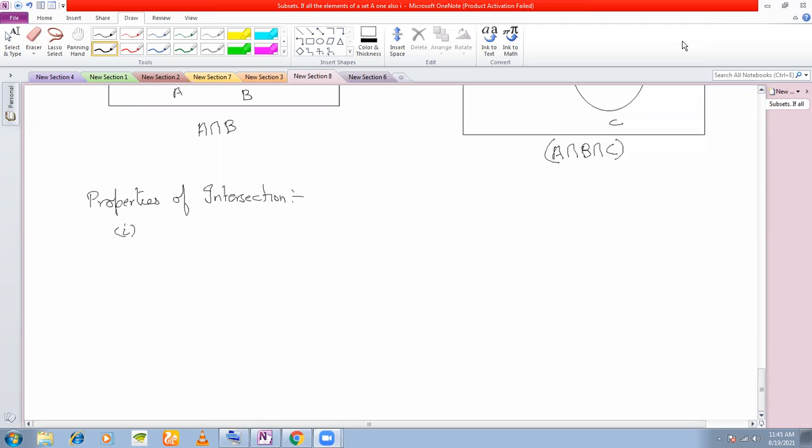The first property of intersection is that A intersection B is equal to B intersection A. This is called the commutative property with respect to intersection.